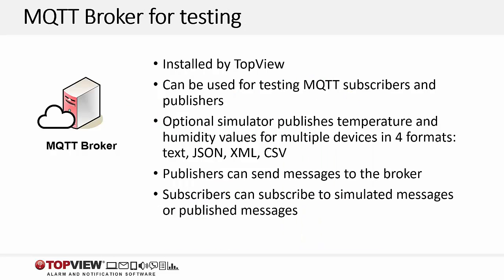To make it easier for TopView users to get started with MQTT, TopView installs a local MQTT broker and simulator that can be used to test TopView for MQTT. The simulator publishes sensor values of temperature and humidity. The temperature and humidity data is published in four formats: text, JSON, XML, and CSV. In this video, we will subscribe to and parse the MQTT simulator's text and JSON messages to demonstrate the configuration and use of TopView for MQTT.